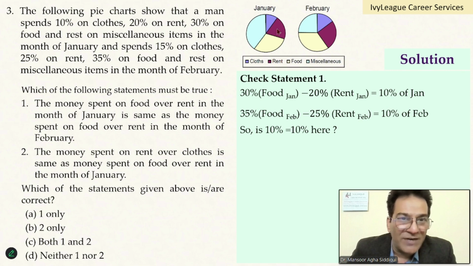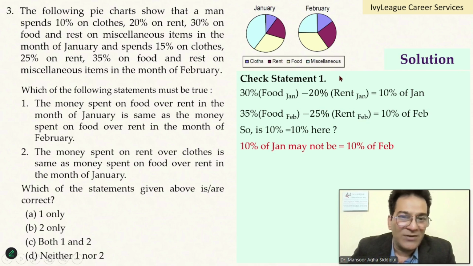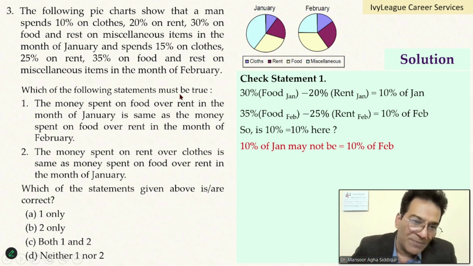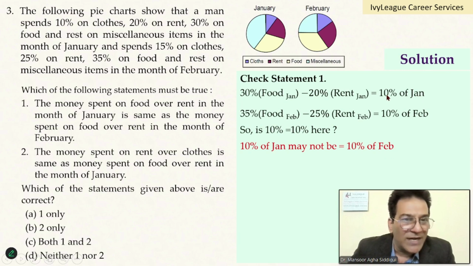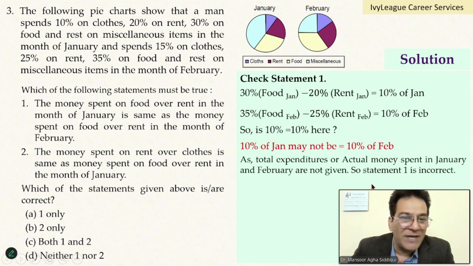So the 10% of January and 10% of February, we do not know whether they are the same or not. As a result of which, we cannot be 100% sure about statement number one. It is not must be true. It is may be true. If the expenditure of January and February is the same, then it may be true. And if it is different, then it is definitely wrong. So because 10% of January may or may not be equal to 10% of February, and this data is not given, what is January's expenditure, what is February's expenditure? So getting just the value of percentage is not enough. As a result of which, because total expenditure of January and February is not given, statement 1 is incorrect.